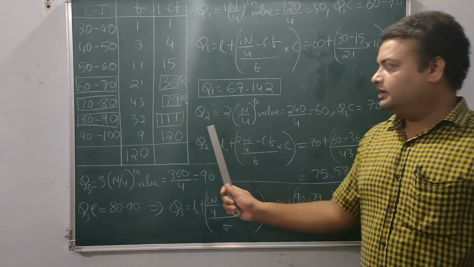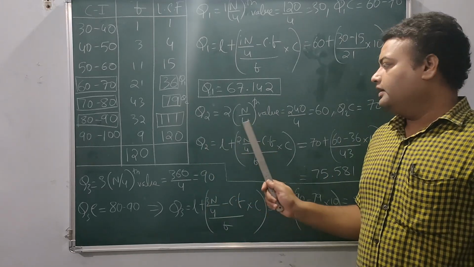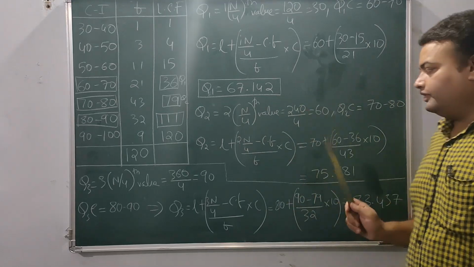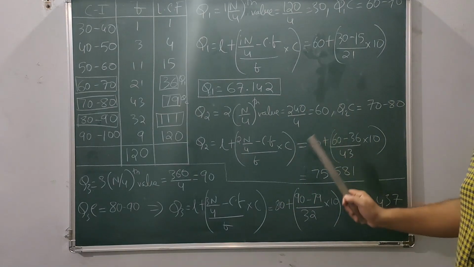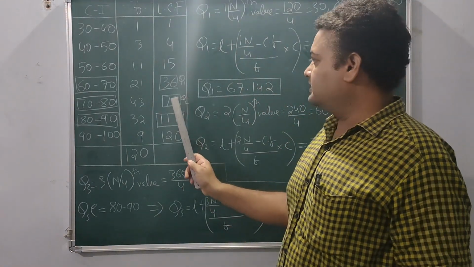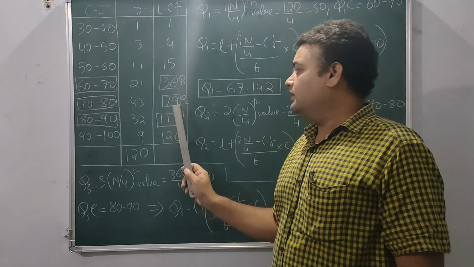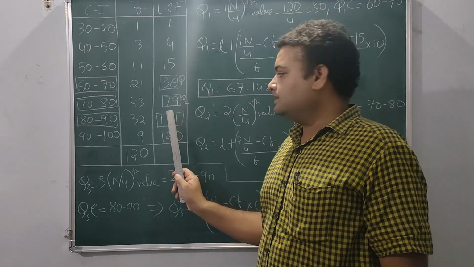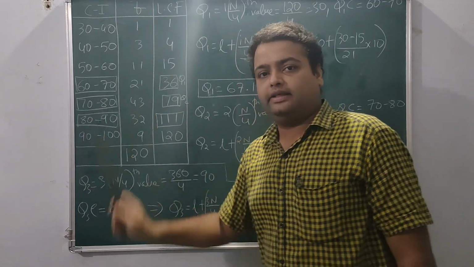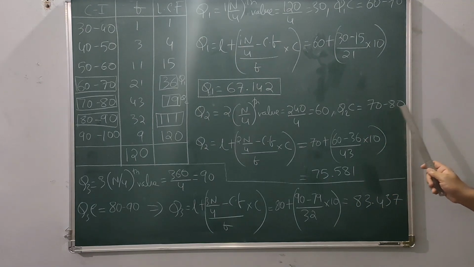Similarly, second quartile. In order to locate that, we find 2 into n by 4th value, that is 240 by 4, which is 60. So we need to locate this 60 in the cumulative frequency column. So any value which is 60 or greater than 60. We don't have a 60 here, but we have a value greater than 60, that is 79. The class corresponding to 79 is 70 to 80. So our Q2 class is 70 to 80.